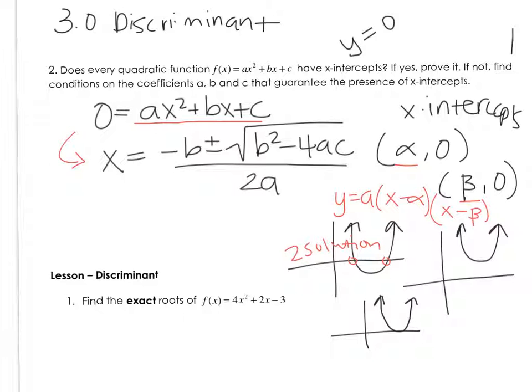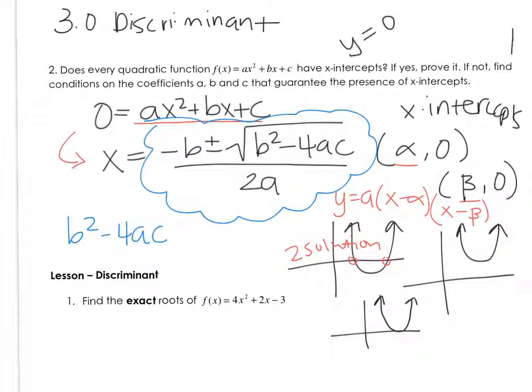How can you get 2 solutions or 2 x-intercepts? How would we get 2 answers to this problem here? Well, since we have a plus or minus, we just want some value to happen with b squared minus 4ac. If we get that to be a number, then we have a plus or minus a number.